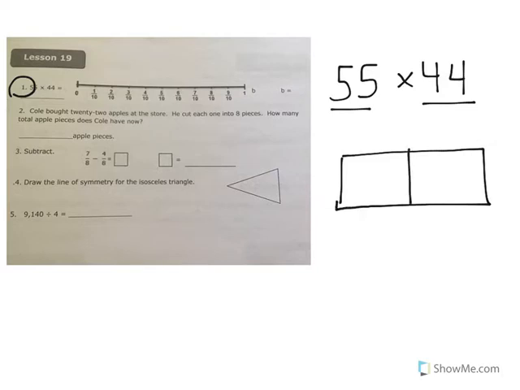So I'm going to split my 2-digit numbers up by their value. Inside of this 55, I know that there are 5 tens, which would equal 50, and 5 ones. And together, 50 and 5 equal 55. Same with 44. There are 4 tens, which would be 40, and 4 ones.